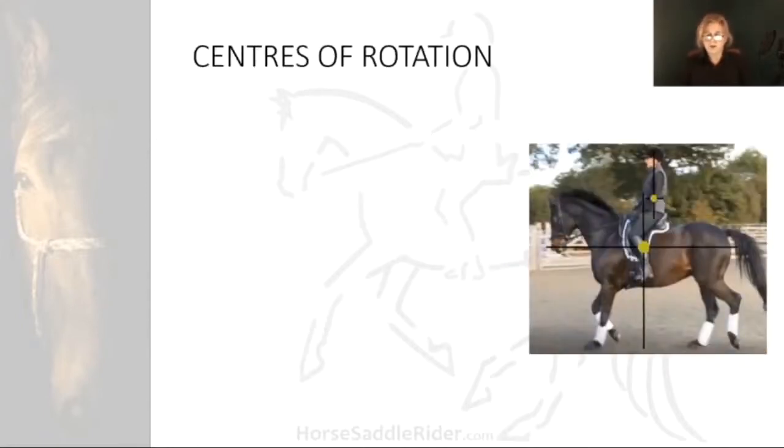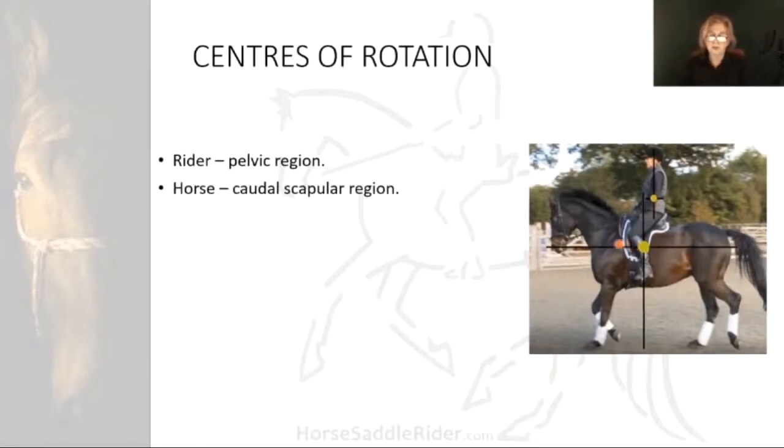So looking at the centres of rotation, in the rider, it's more in the pelvic region. So recall that half of the body is in contact with the moving surface and half of it is in midair. So the centre of rotation, we can expect it to be somewhere in the region of the waistband of the breeches. And in the horse, it's in the caudal or the scapular region, about where the rider's knee is, about here, maybe further back in the more advanced horse. So you can see there's not too much disparity here, and you can see how bringing the saddle further forward would bring the horse's center of mass or rotation further forward too.